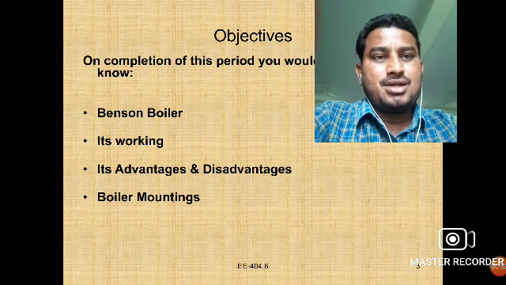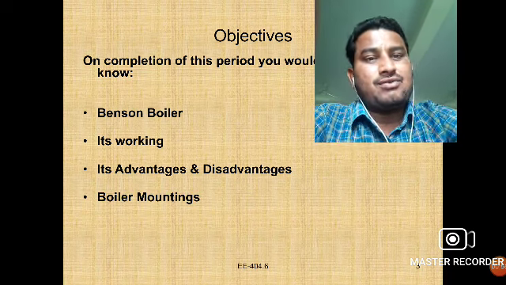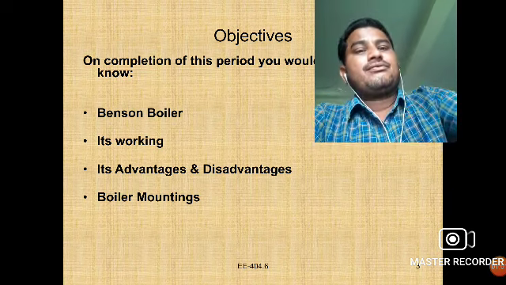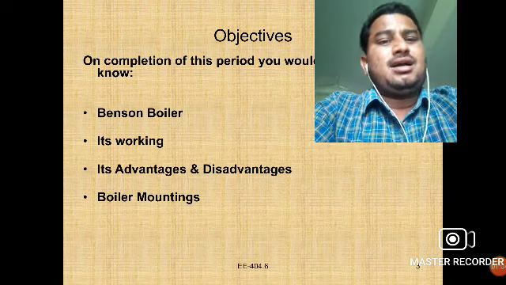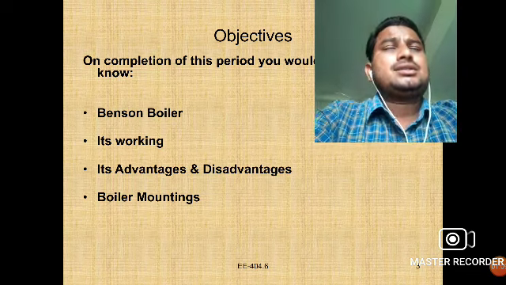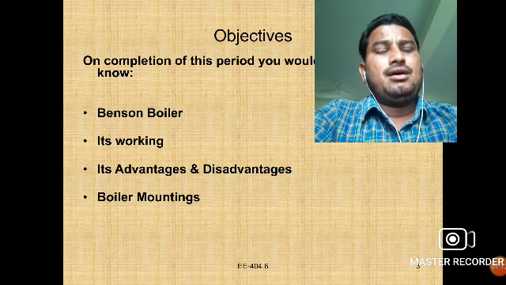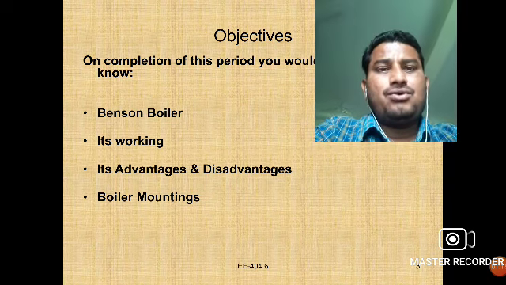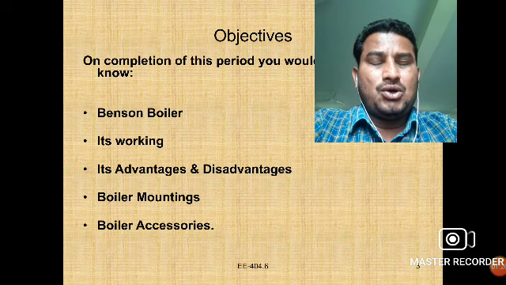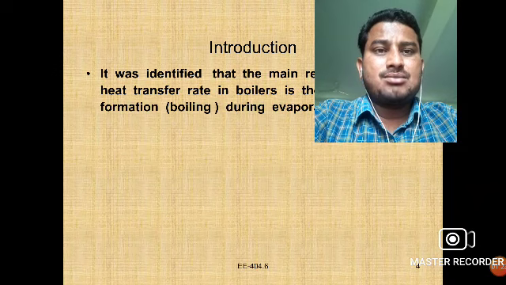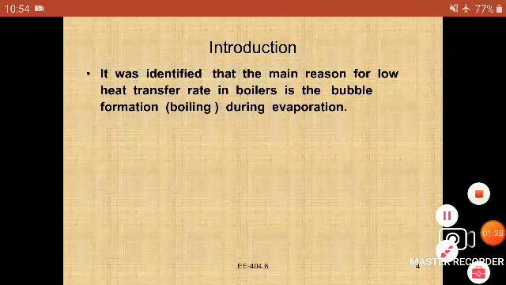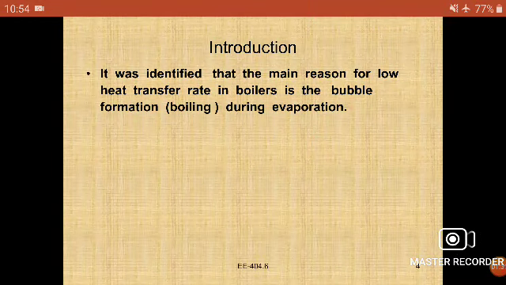It is a high pressure boiler. What is the working principle, what are the advantages of a Benson boiler, what are the disadvantages, and next, what are the boiler mountings, which type of mountings we are using in a boiler. We need to know these first of all, and at the same time boiler accessories also. Right now we will discuss the Benson boiler.